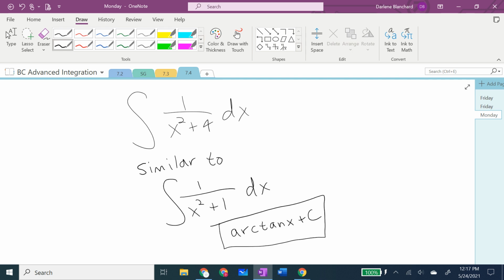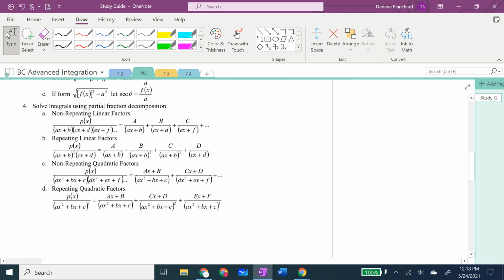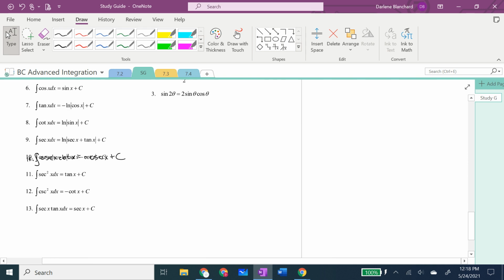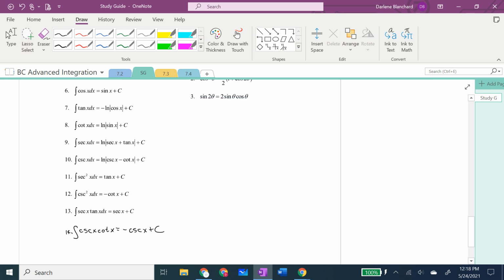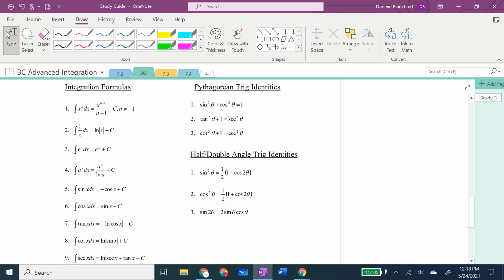Now at this point, I'm going to go back over to your study guide because I want to show you that in the integration formulas, wait, what happened there? Why did you move? Okay, let me see if it will let me lasso it. There we go. These integration formulas here, that's all you need to memorize.